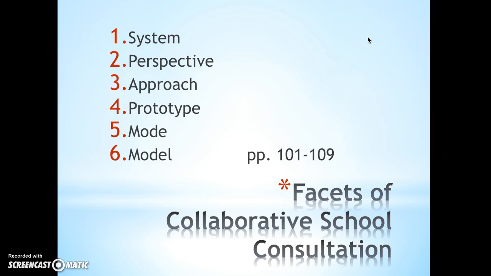The facets of the collaborative school consultation that your author describes begins on page 101. And there's also a graphic there that talks about each of them. The system is referring to exactly how the system of collaboration fits into the school. There are many different systems that are out there that can be used, and so those are reviewed in the book. We've talked a bit about personal perspective.